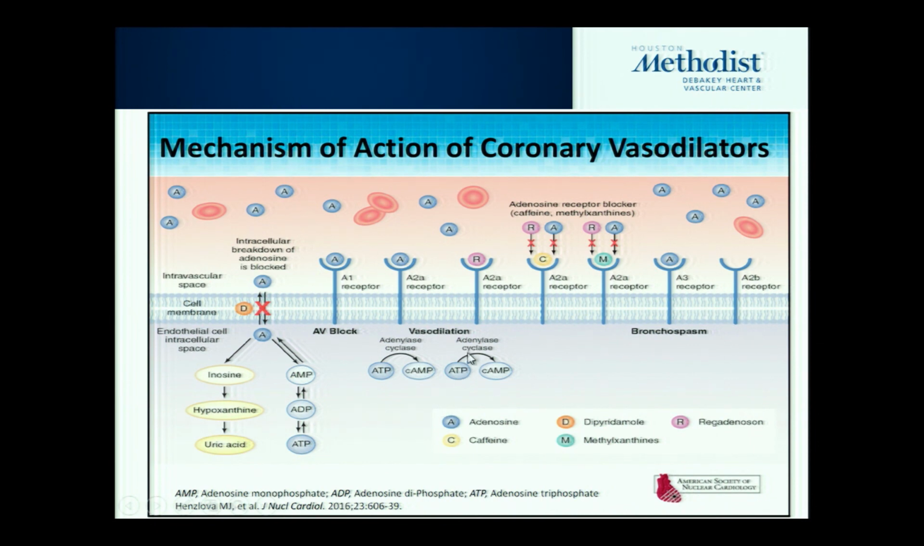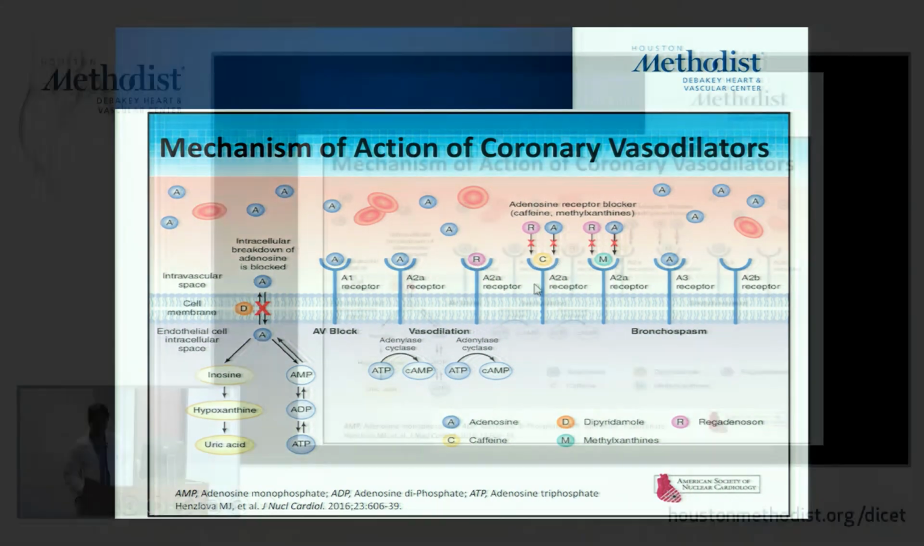And what I'd like to show here is specifically that if you look at the A2A receptors, which are the ones that are responsible for vasodilation, regadenoson is specific only to this receptor, and that's kind of why it's now our preferred drug. It's because it causes vasodilation without many of the other side effects, or at least much fewer side effects compared to adenosine and dipyridamole. One other thing I'd like to point out on this slide is if you notice, there's some competition for regadenoson or adenosine for the A2A receptor.